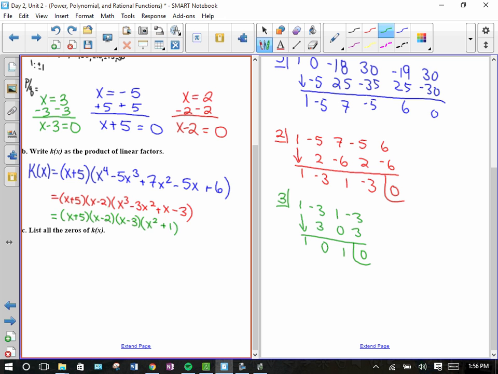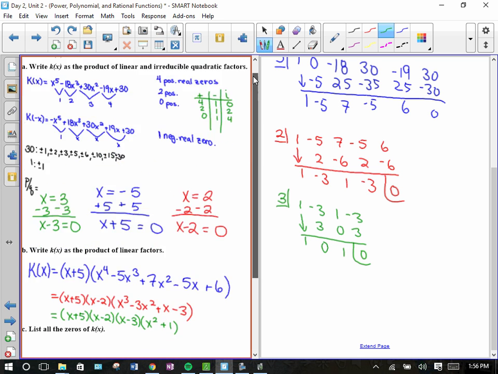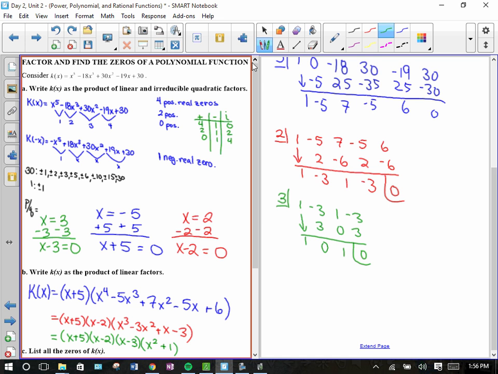Okay? Now, let's think about this here. Right now, we found 2 real zeros that were positive, and 1 real zero that was negative. At this point, there could be 2 more positives, or there could be 2 imaginary. Look at the graph. It doesn't look like there's any more positives. So that tells us that there's 2 imaginaries.